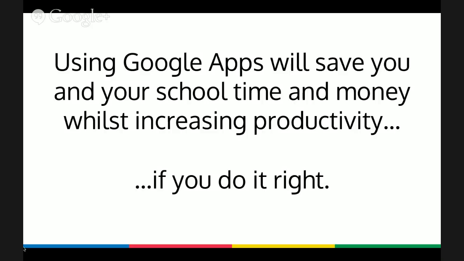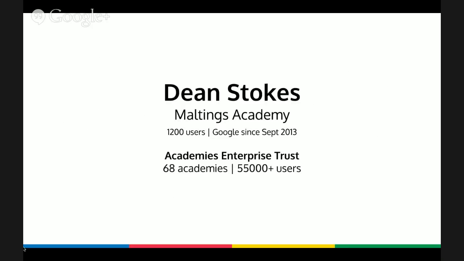My name is Dean Stokes. I'm a Google certified teacher and Google education trainer, and I work in a school called Maltings Academy, and I research, lead and develop the use of technology for learning through the academy. I'm really lucky to be able to go and visit other schools and train them on how to do the same thing too. Now we've got about 1,200 users of Google Apps through the academy, including all the students and every member of staff. We've got just under 1,000 students.